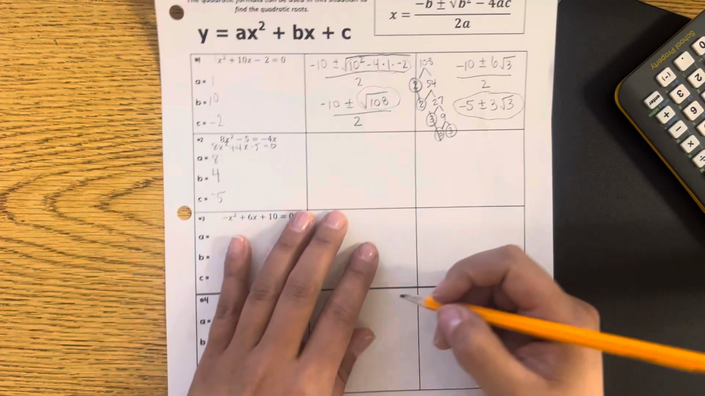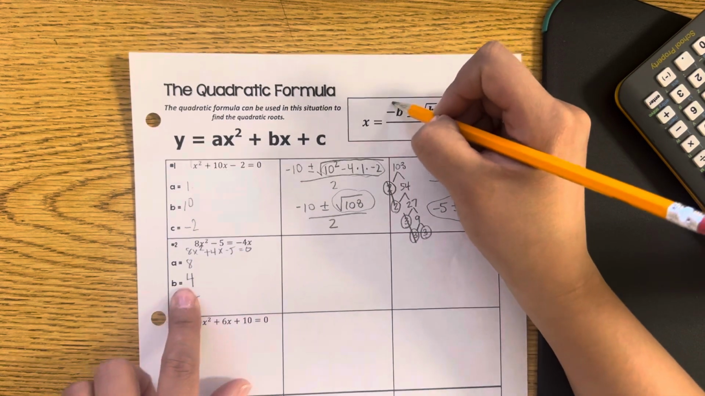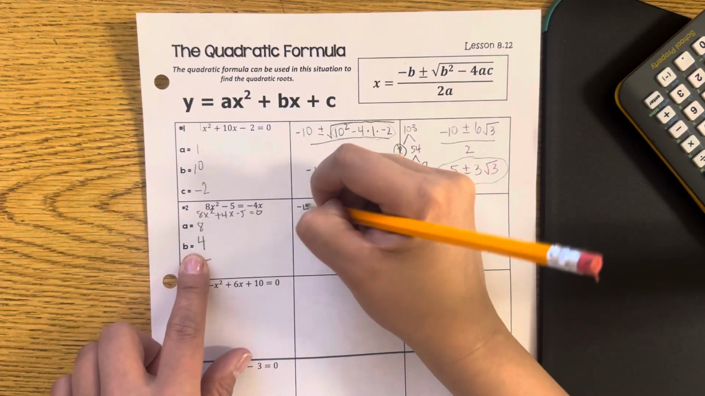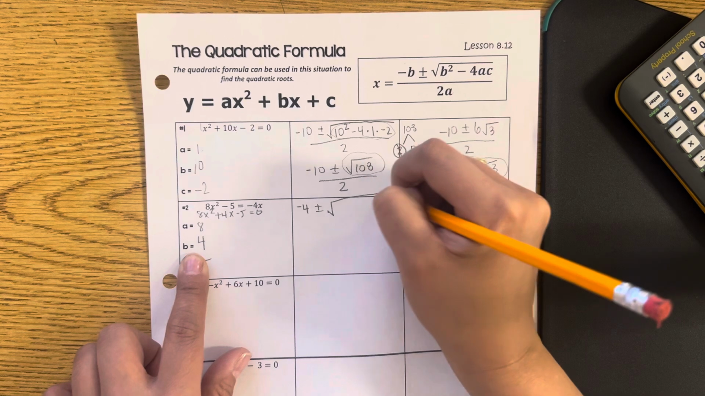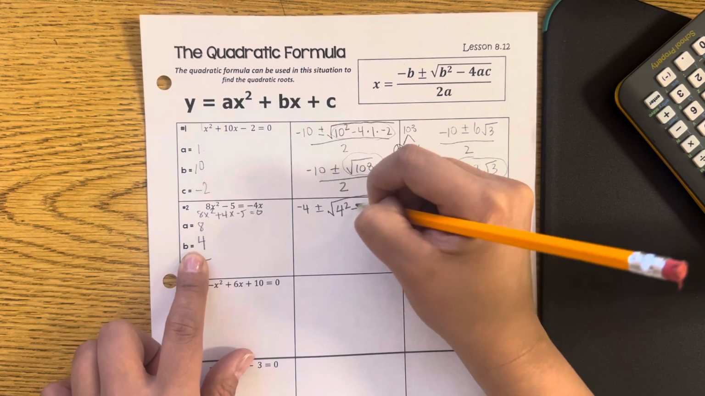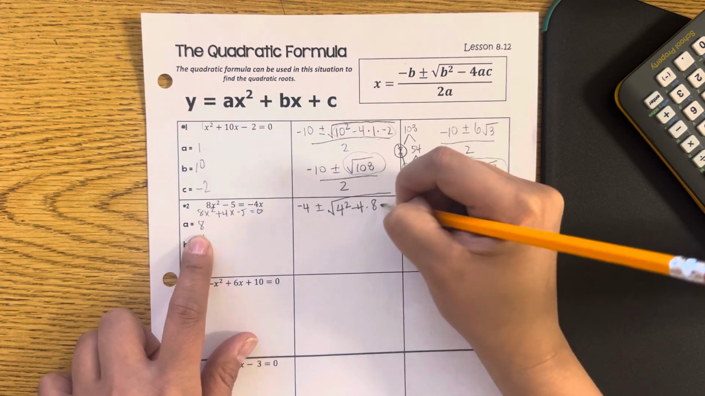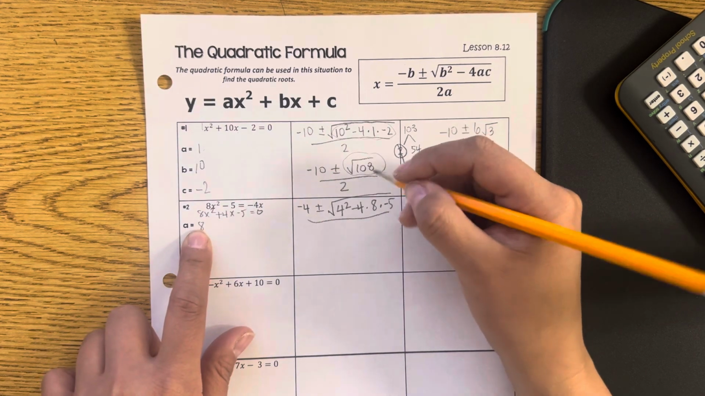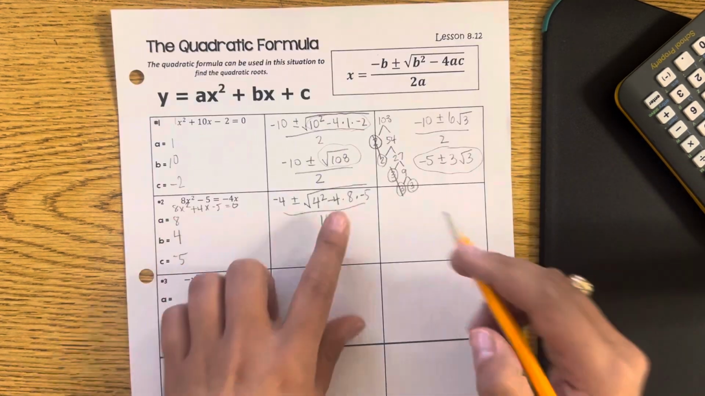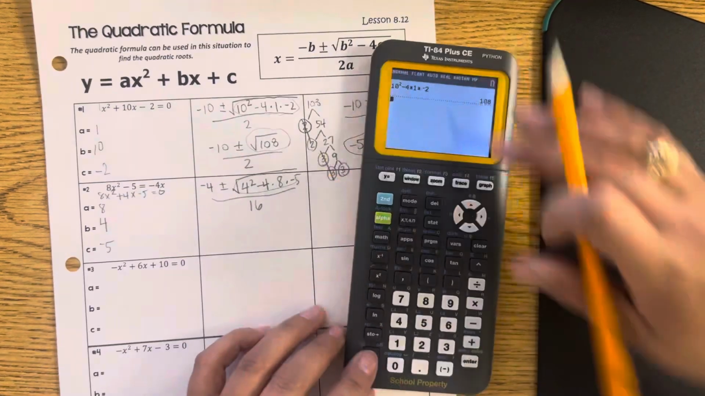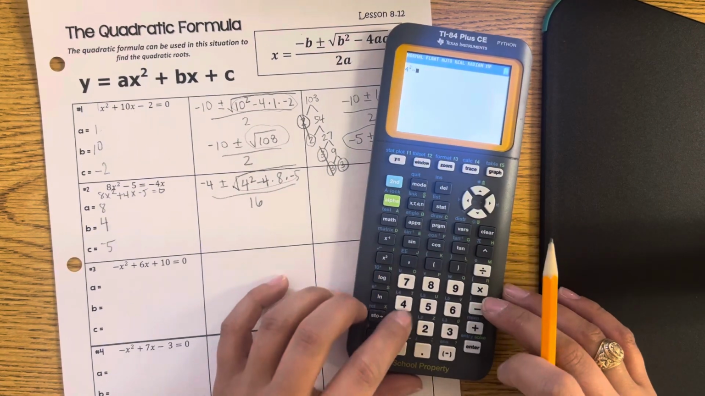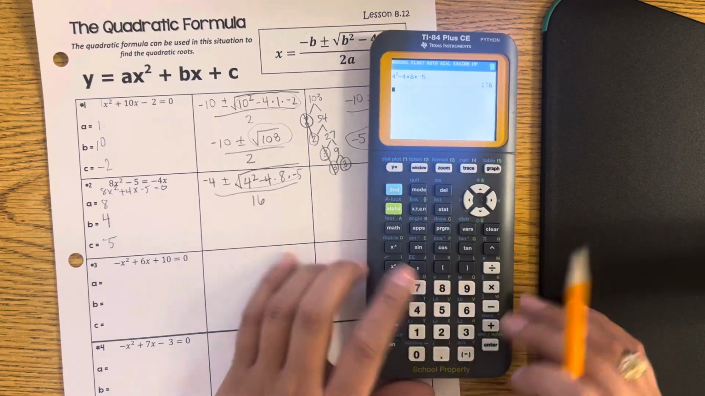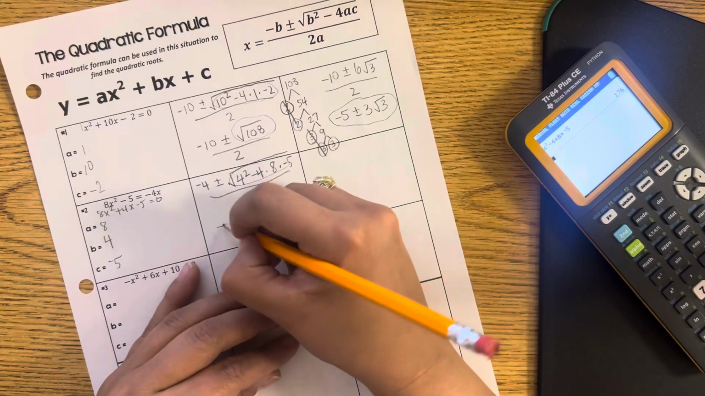So then I look at my formula. The opposite of B, so the opposite of positive 4 is negative 4, plus minus B squared, which is 4 squared, minus 4 times A, which is 8, times C, which is negative 5, over 2 times A, which is 16. Now this is the part where I grab my calculator and I type it in, 4 squared minus 4 times 8 times negative 5, and I get 176.